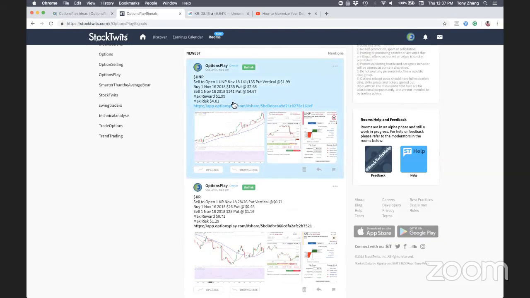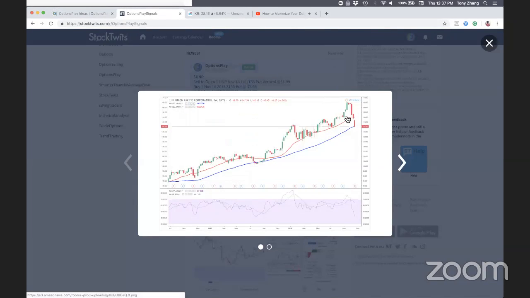So here's a UNP example. This was a trade that was generated yesterday. It generated a buy signal on our weekly chart. And what we did is we constructed the optimal credit spread based on the methodology that we discussed here in today's webinar. So as you can see, here is a UNP chart.